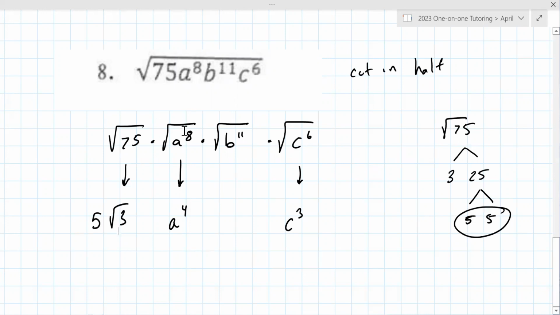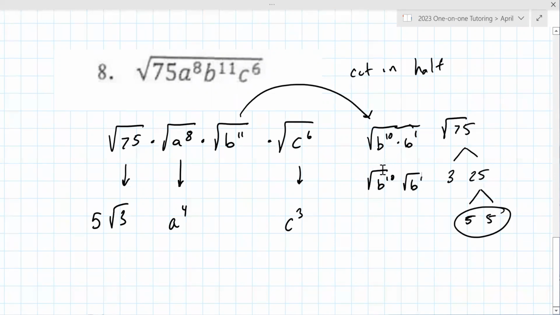This square root of b to the 11th here, we want to look at that as b to the 10th times b to the 1, and then take the square root of each of those. Okay. What does the 1 on the left here become? What is the square root of b to the 10th? It'd be b to the 5th, square root of b. Okay.